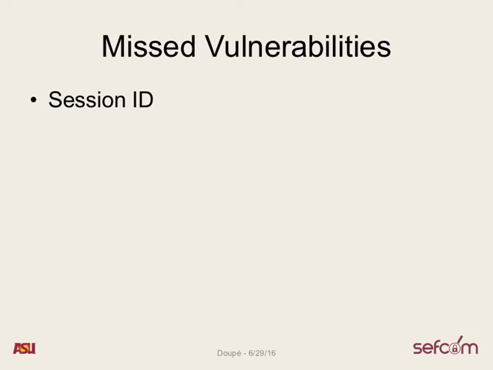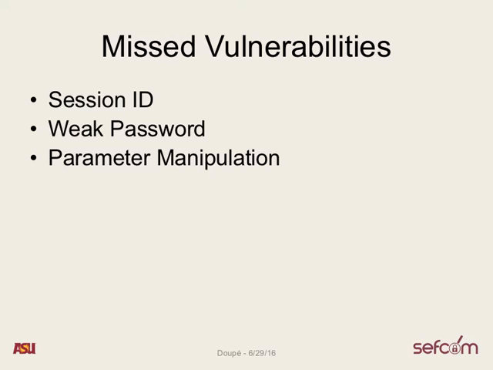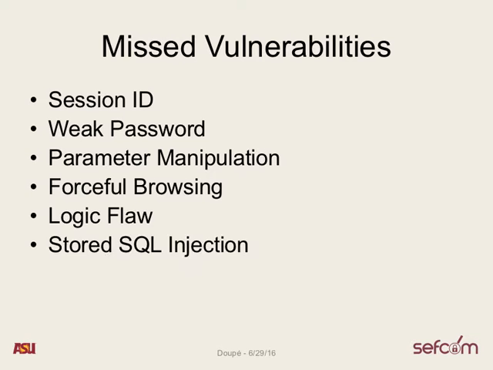There was a weak session ID in an admin page, so they missed that one. There was a weak password, where one of the user accounts had the password admin, so they didn't get that. Parameter manipulation is an interesting one, where you could modify a parameter to access pages that you shouldn't be able to access, like a horizontal privilege escalation. Forceful browsing, you could forcefully browse to certain pages that were supposed to be protected until you purchased them. And the logic flaw. There's also a stored SQL injection that they didn't check.